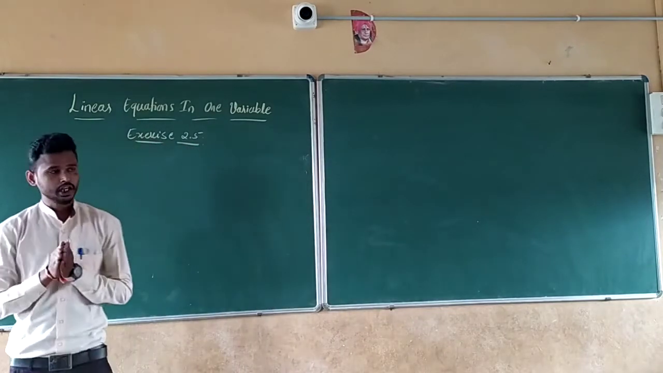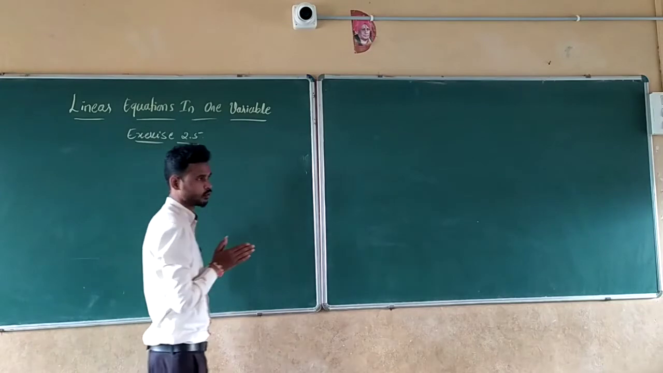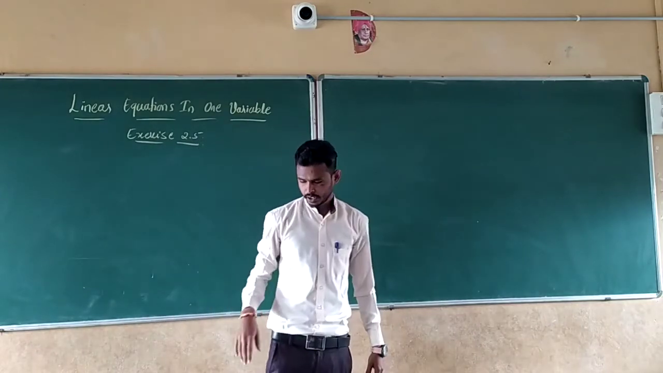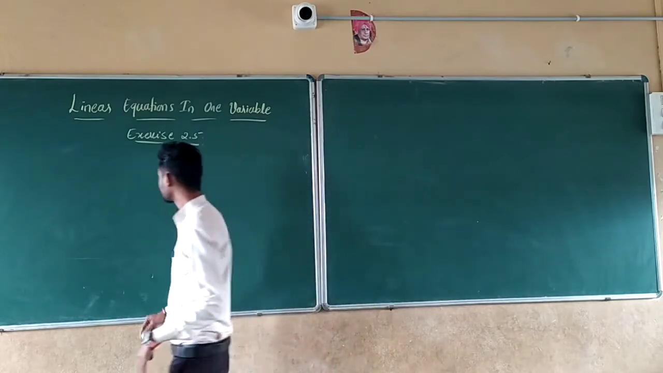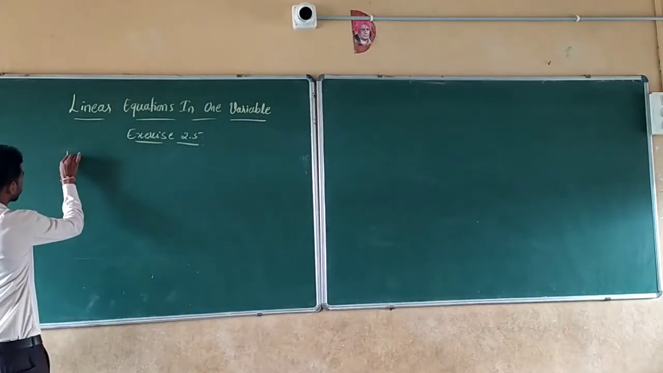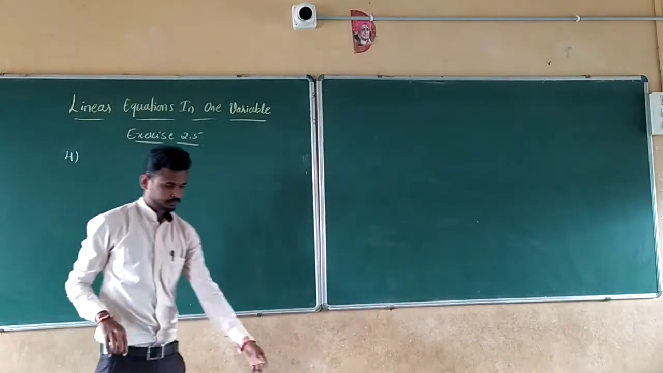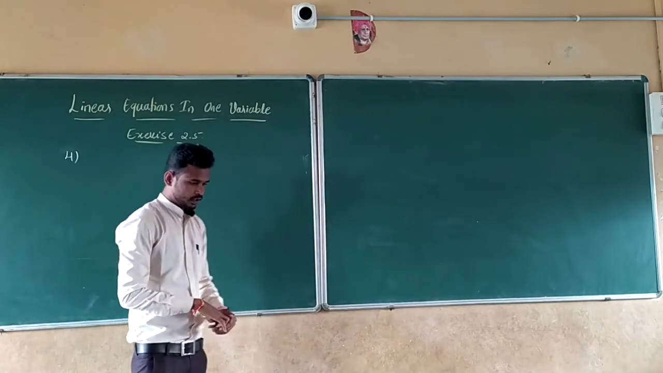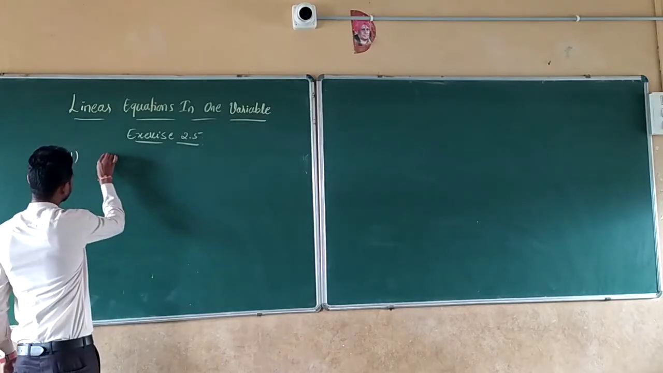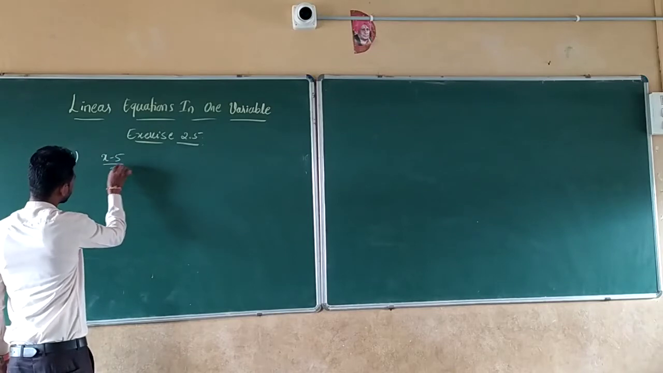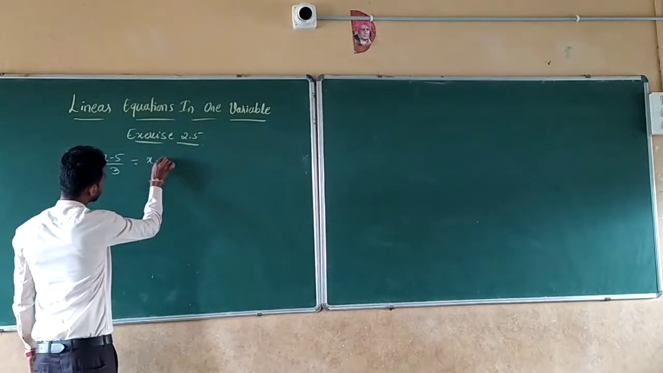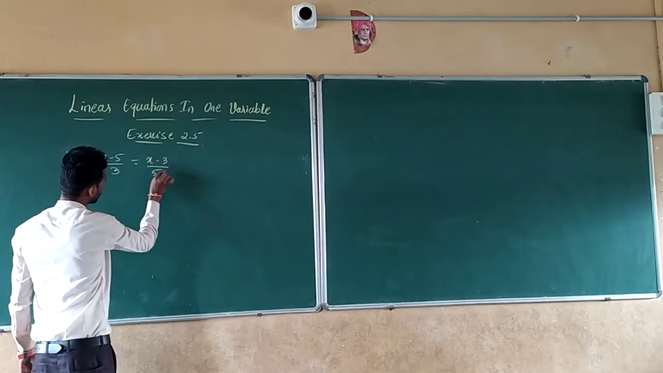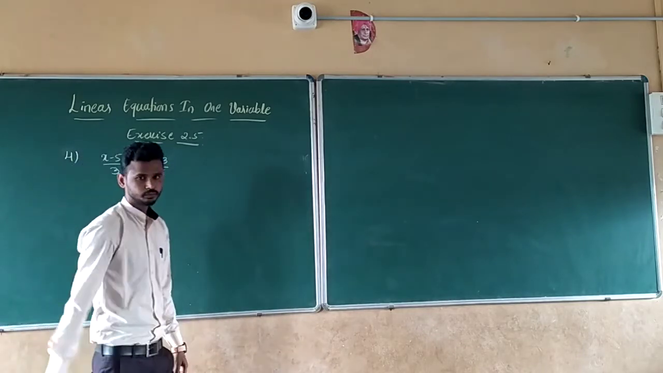So here we continue the chapter linear equations in one variable. In that exercise 2.5, next question, fourth one: (x minus 5) divided by 3, which is equals to (x minus 3) divided by 5.